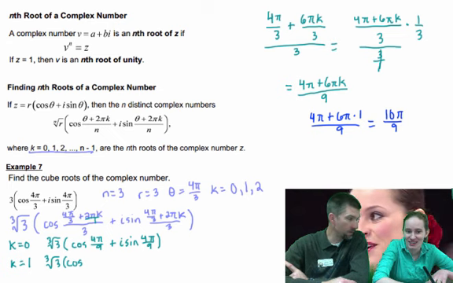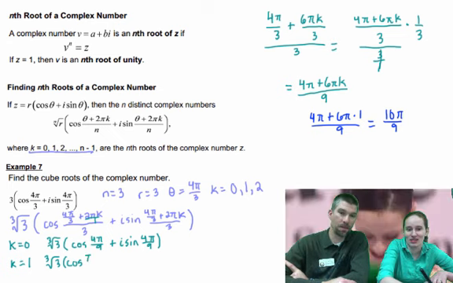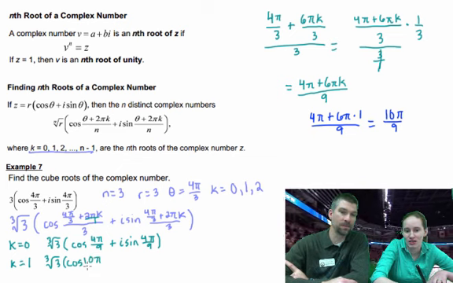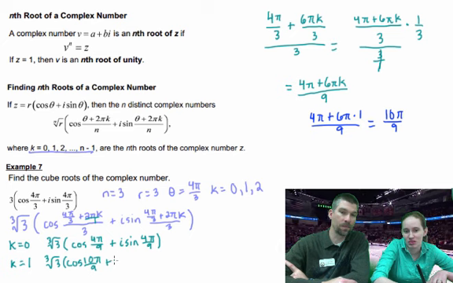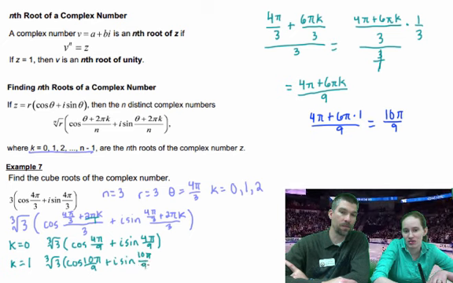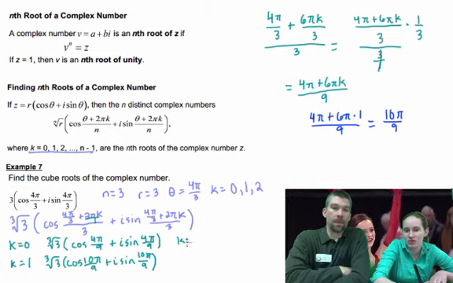I don't know. Okay, 10 pi over 9. Cosine of 10 pi over 9 plus i sine 10 pi over 9. All right, that's when k equals 1. Now we've got to do k equals 2.